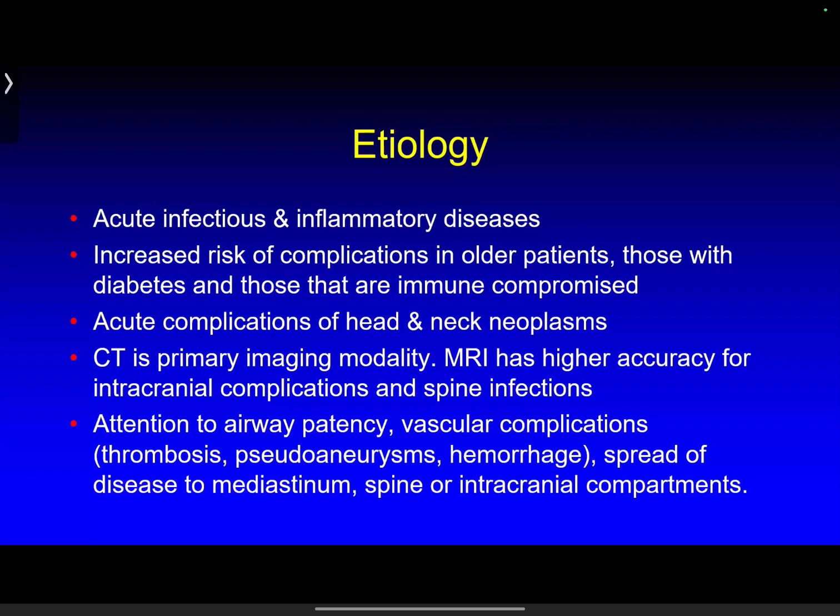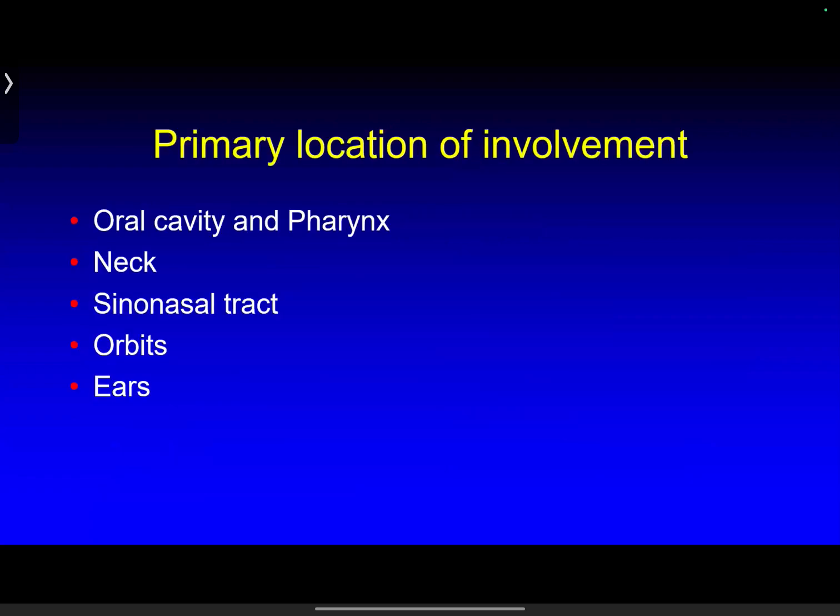CT is the primary imaging modality, but MR is more accurate for intracranial complications and spine infections. The radiologist should pay particular attention to airway patency, vascular complications such as thrombosis, pseudoaneurysms, and hemorrhage, and spread of disease to the mediastinum, the spine, or intracranial compartments. So I'll be going over these conditions according to the primary location of involvement, always remembering that there is considerable overlap and the condition involves more than one space.